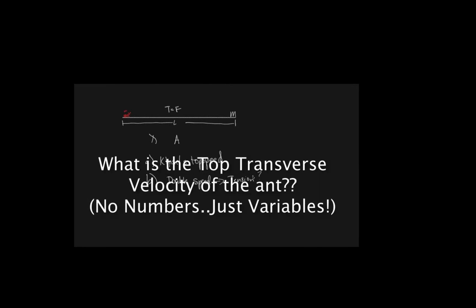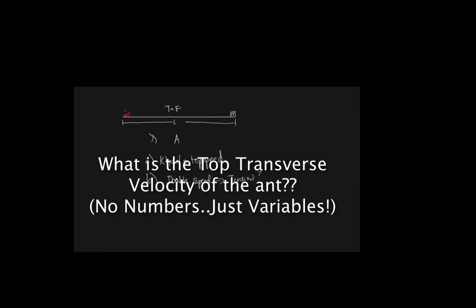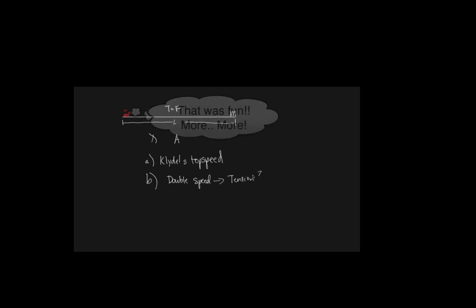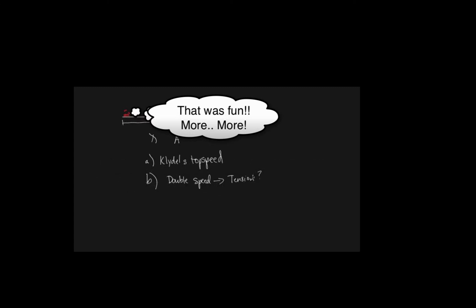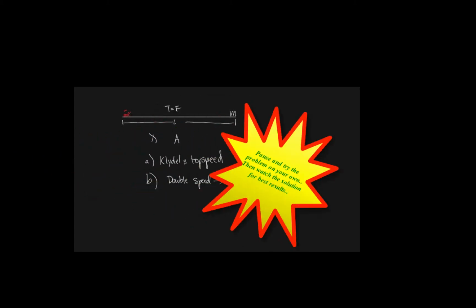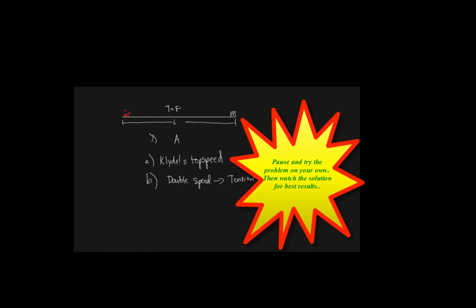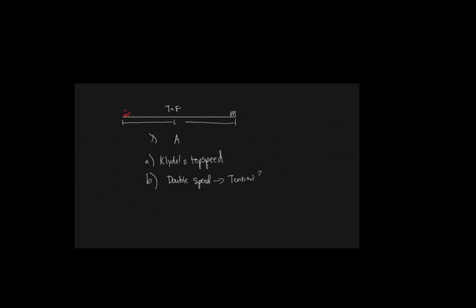Question A is, what is Clyde's top speed? It says Clyde enjoys the ride and begs for more. Not sure how an ant's talking to you. That's kind of scary, physicist person. You decide to double his top speed by changing the tension while keeping the wavelength and amplitude the same. Should the tension be increased or decreased by what factor? Any ideas?